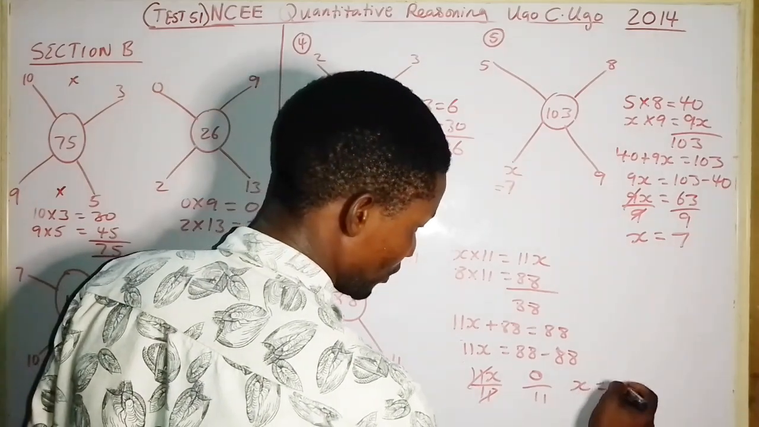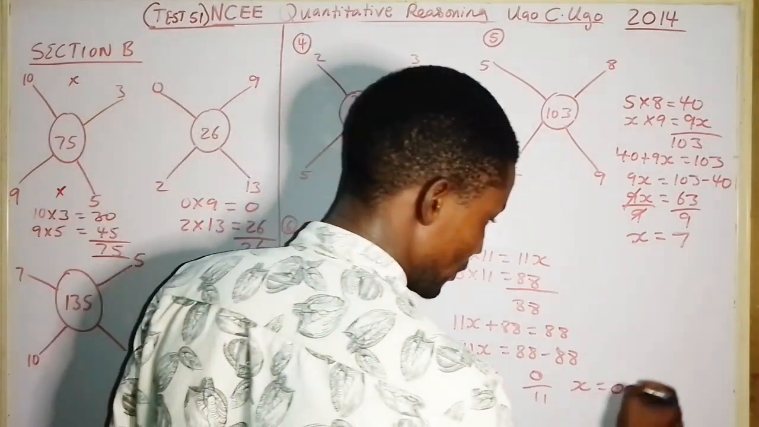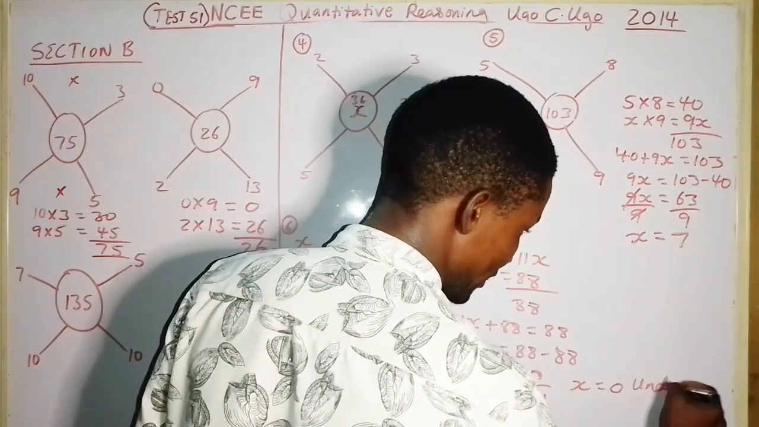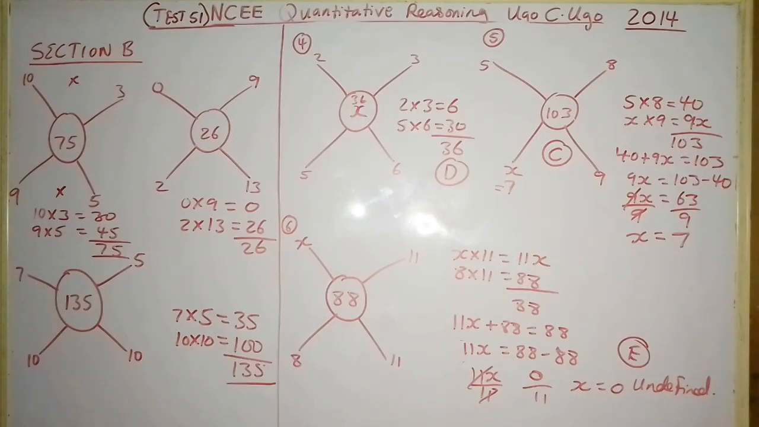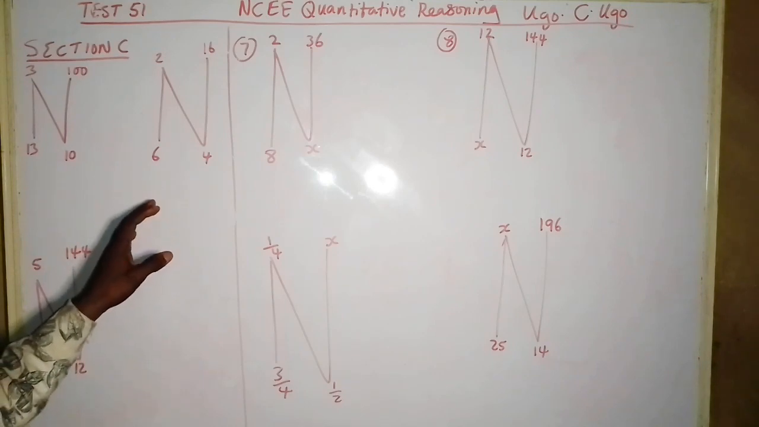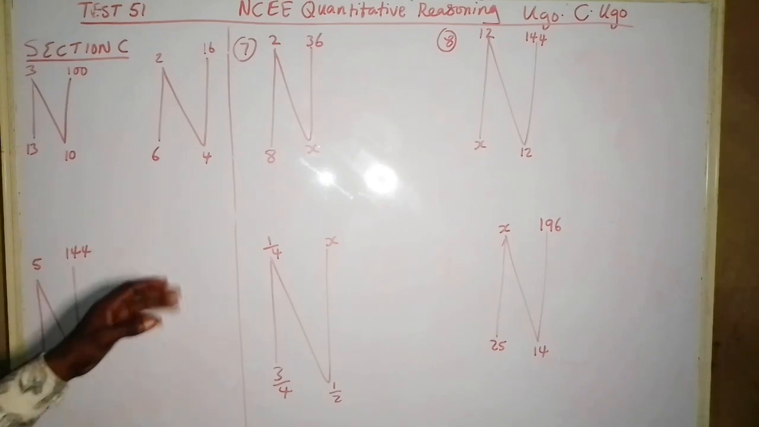So x equals to what? To 0. And we call this expression undefined in mathematics. Undefined. So before we take this, I want you to take a look at this question and try your own method.